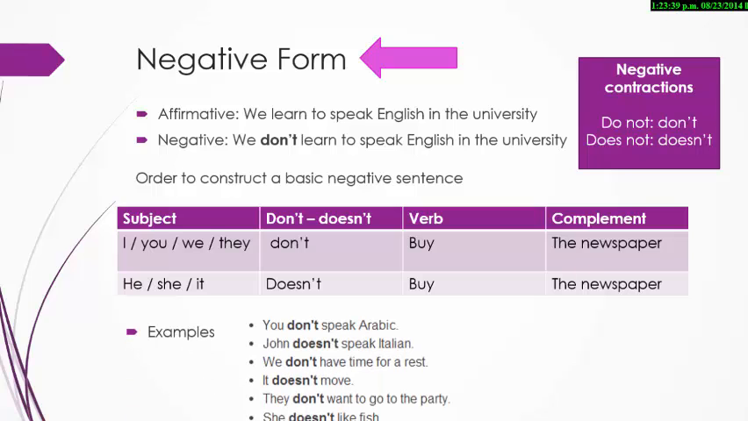Examples. You don't speak Arabic. You don't speak Italian. We don't have time for a rest. It doesn't move. They don't want to go to the party. And finally, she doesn't like fish.